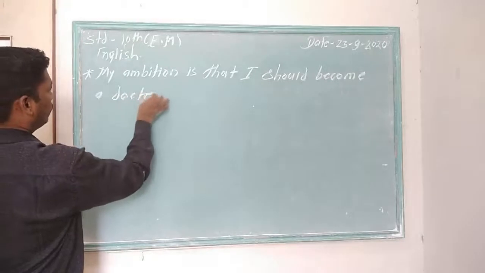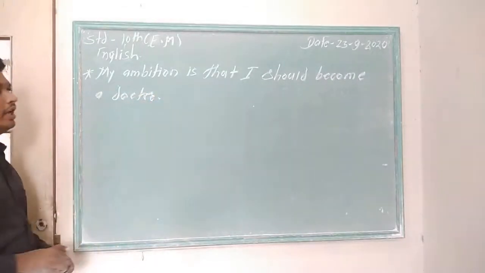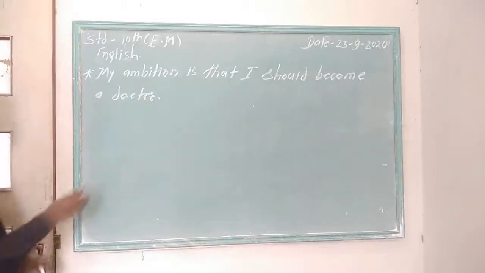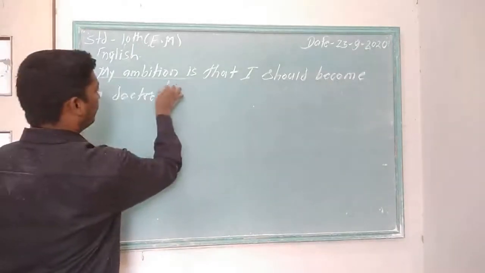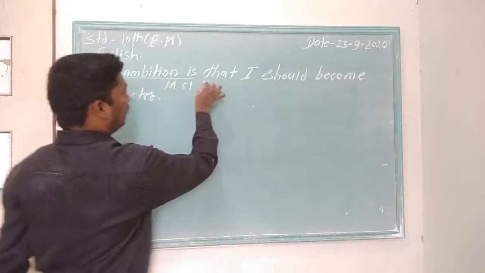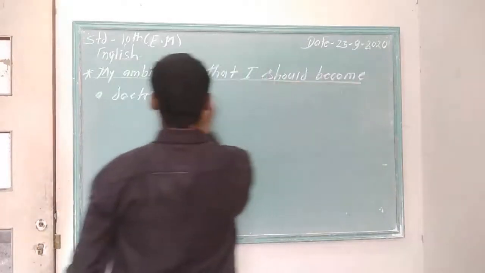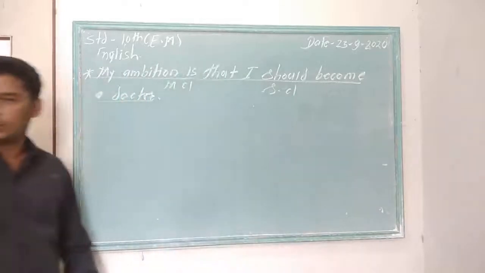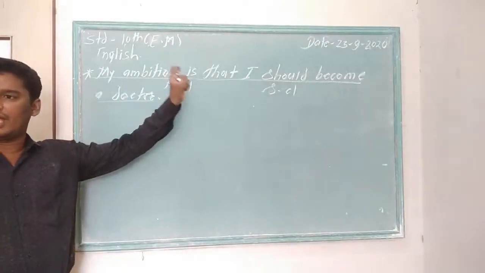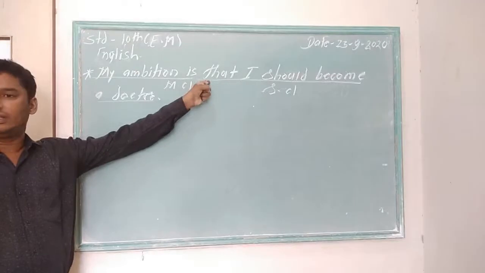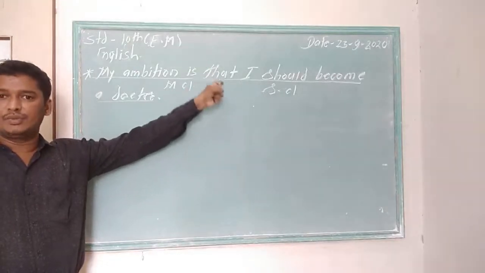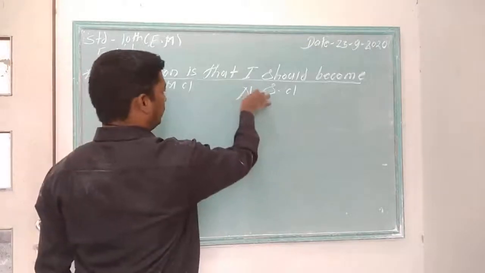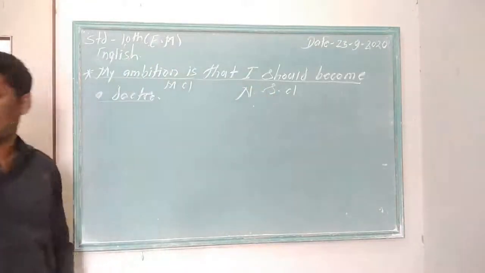Look here. My ambition is that I should become a doctor. In this sentence, my ambition is main clause, and that I should become a doctor is subordinate clause, because that clause has been started with that. It has been at the place of noun, so it is noun subordinate clause. And it is complement to subject.